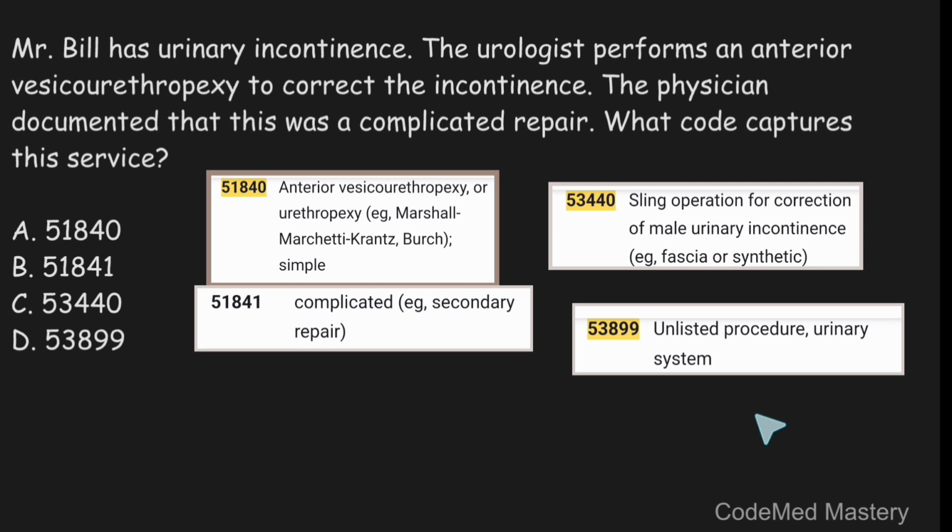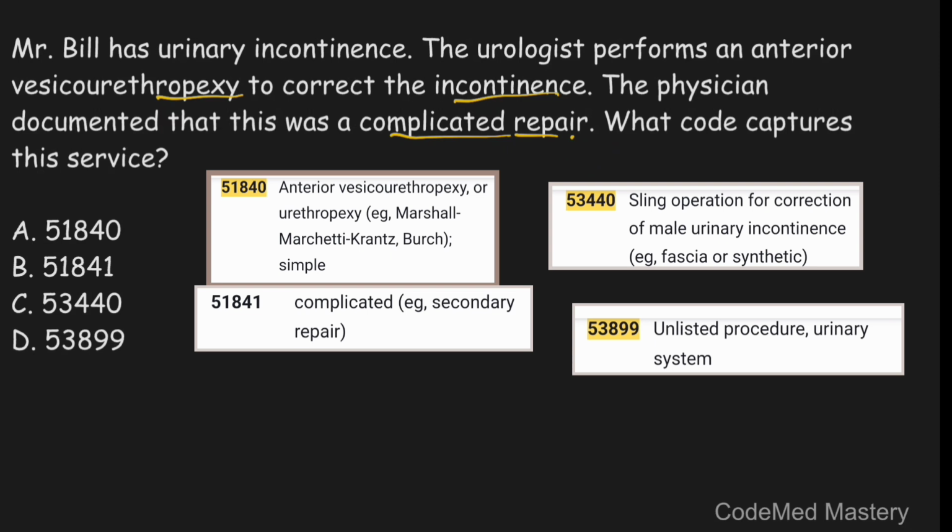Now let us check the main terms in the question. In the question, they have mentioned Mr. Bill has urinary incontinence. The urologist performs an anterior vesico-urethropexy to correct the incontinence. The physician documented that this was a complicated repair. Okay, so the right code will be 51841. That is for anterior vesico-urethropexy or urethropexy, complicated.